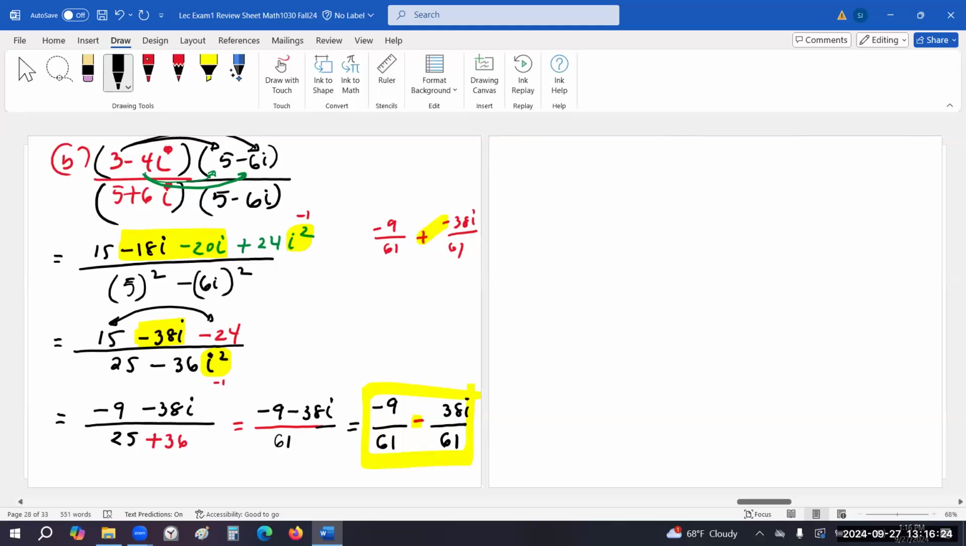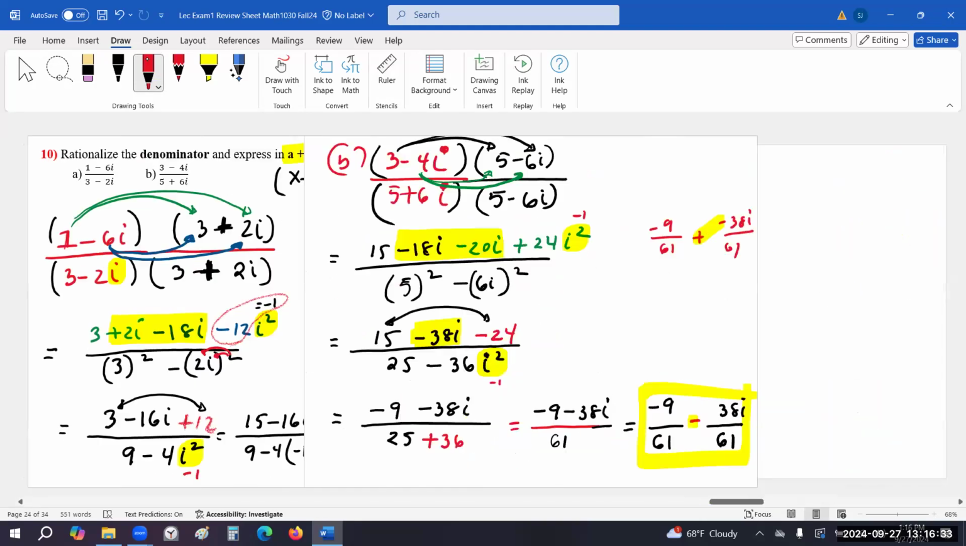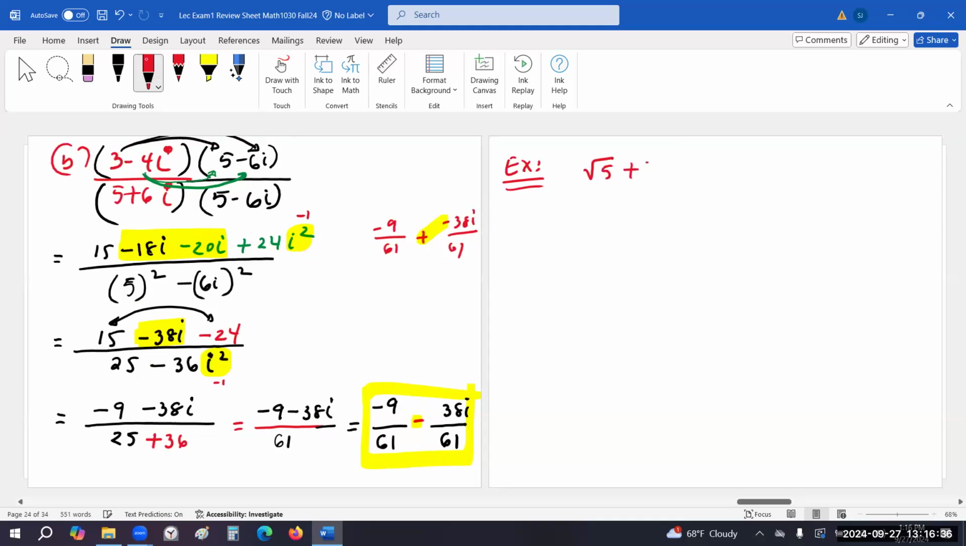Now, one more question from the multiplication. This is the question: square root of 5 plus 2i, times square root of 5 minus 2i. Do you see something here? What do you notice? We actually have conjugates here. We have the exact same square root of 5 and 2i, just their middle signs are different.